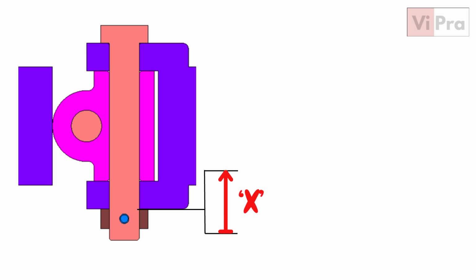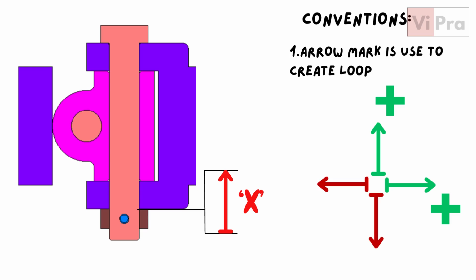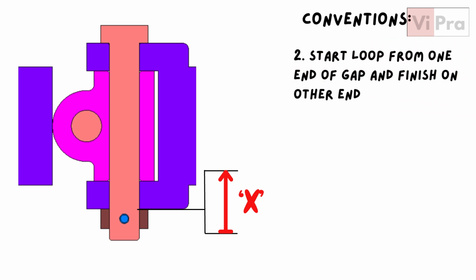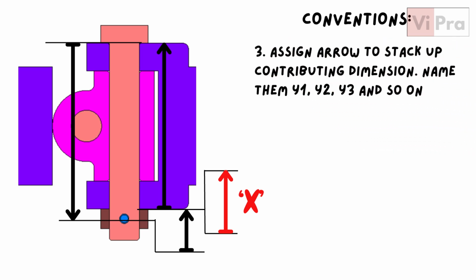Before we start, let's understand a few conventions. First, an arrow mark is used to create a loop. The point from where the arrow starts is called the tail and where the arrow ends is called the head. An arrow moving upside or right side is considered positive, and an arrow moving downward or left side is considered negative. Second, start the loop from one end of the gap and finish on the other end. Assign arrows to the stack-up contributing dimensions. Name them y1, y2, y3 and so on.